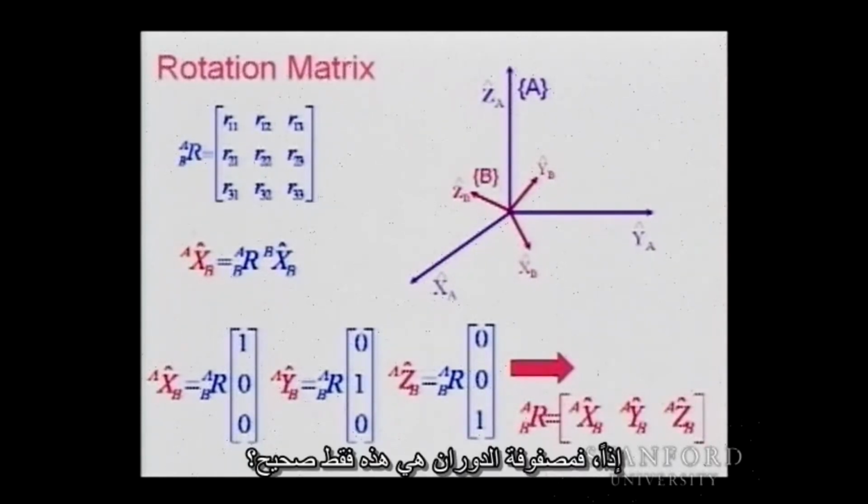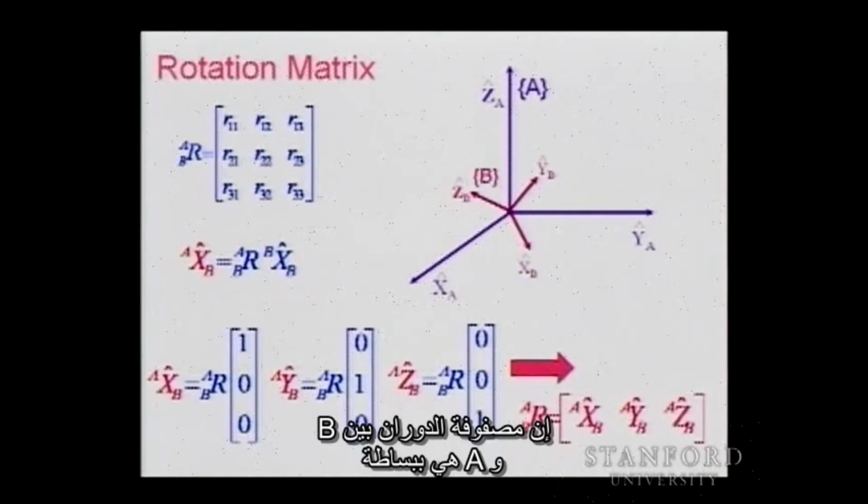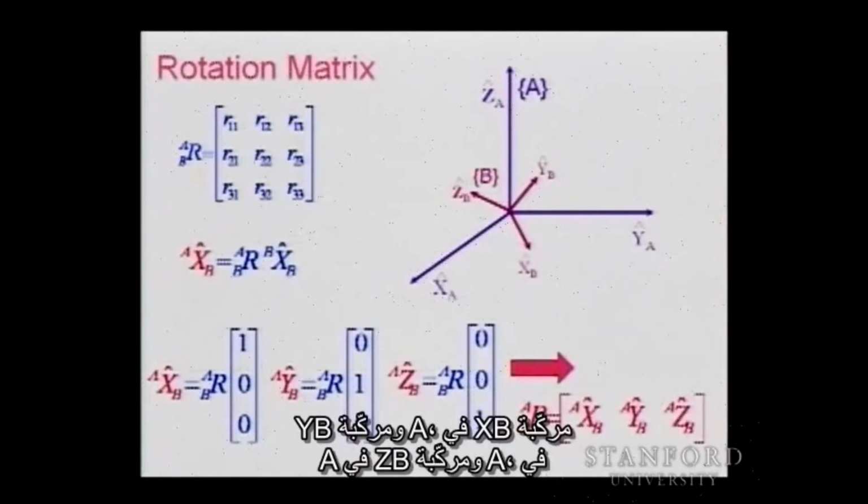So the rotation matrix is basically just this. I'm just using that definition. If you multiply, the first column is xb in A, and then the second column. So what is the rotation matrix? The rotation matrix between B and A is simply the component of xb in A, the component of y in A, and the component of z in A.